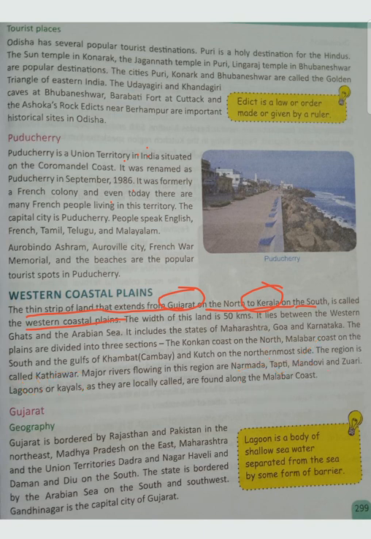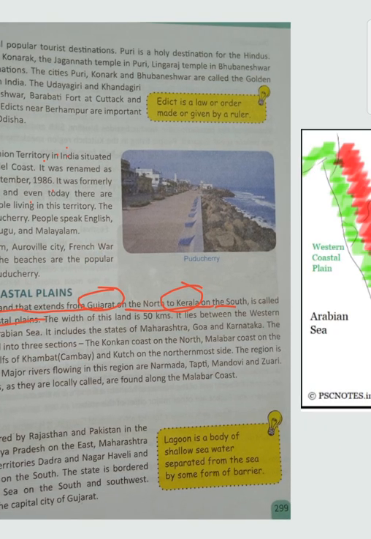Now I will show you the location of the Western Coastal Plains on the map. Let me show you the location of the Western Coastal Plains once on the map, okay?